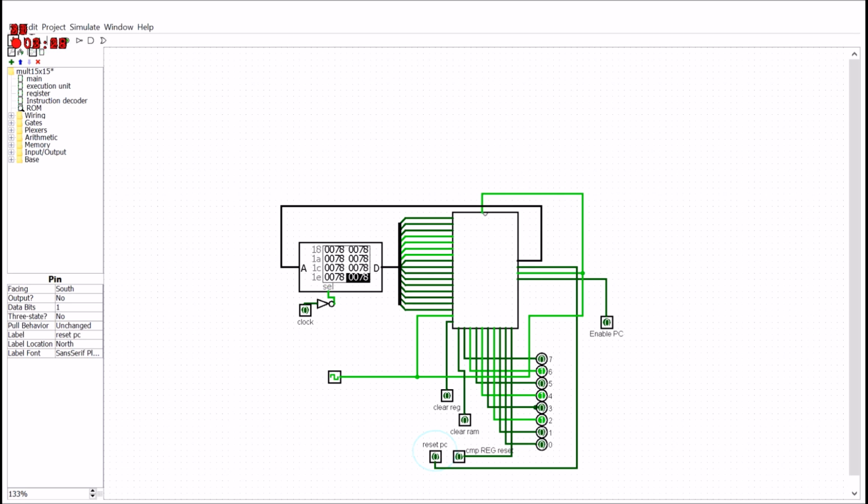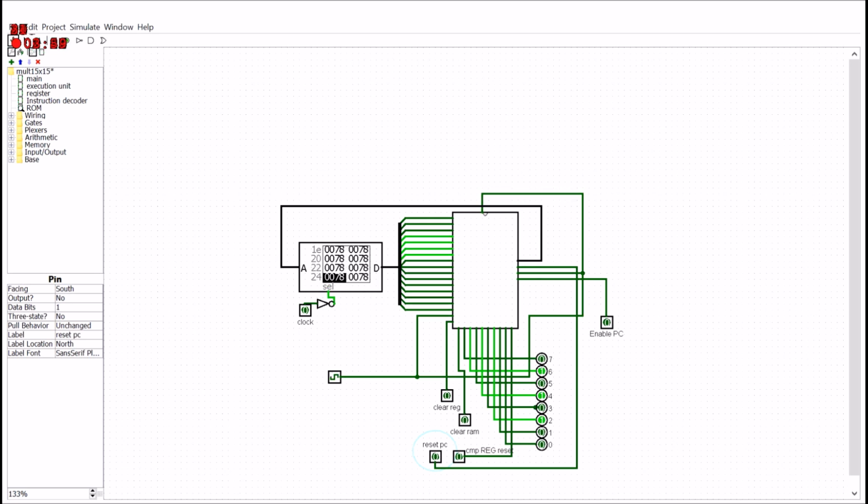So 12 times 7 should get us 84. Let's see here. We have a 64 plus a 16. So 64 and 16 make an 80, and then we have a 4. So that made 84. So that was 12 times 7, which worked.